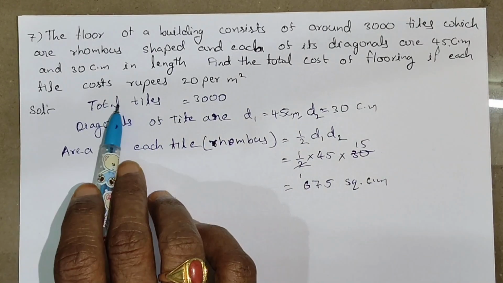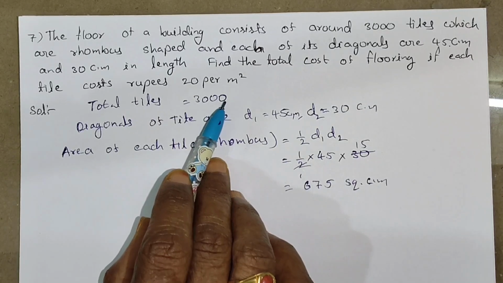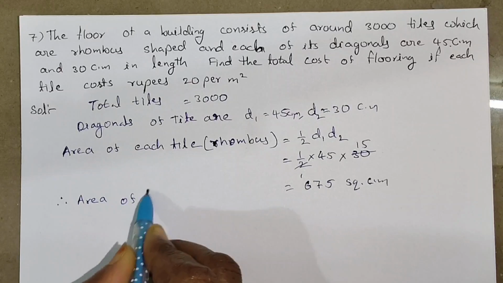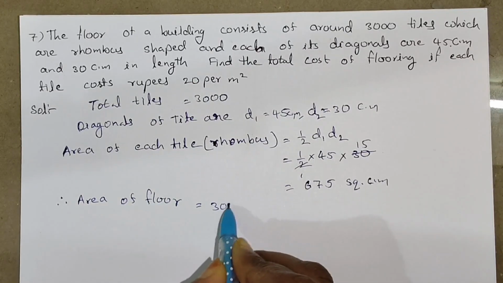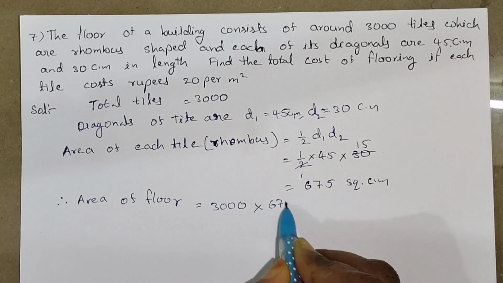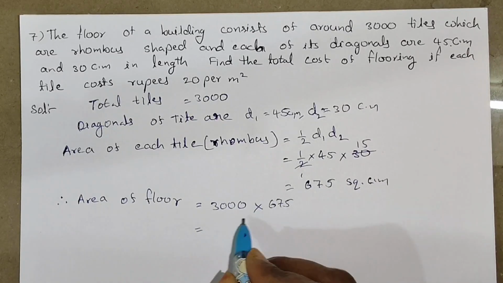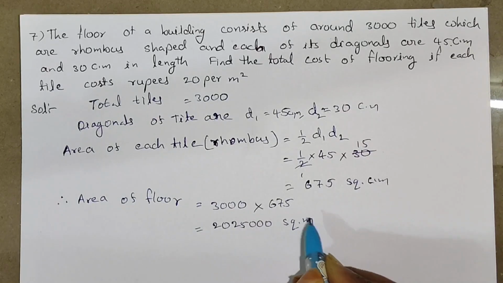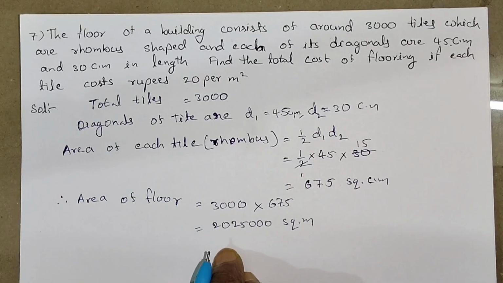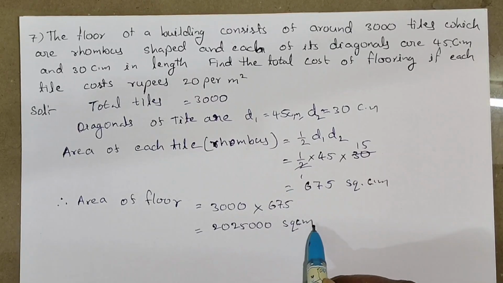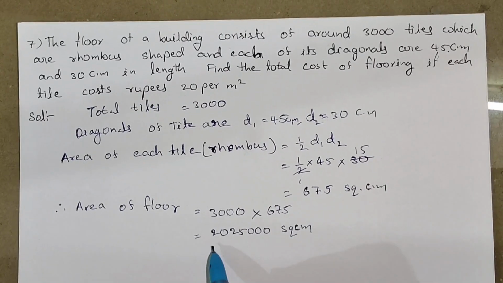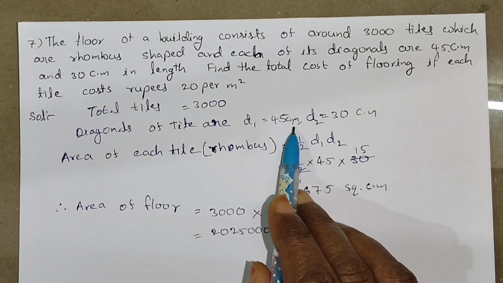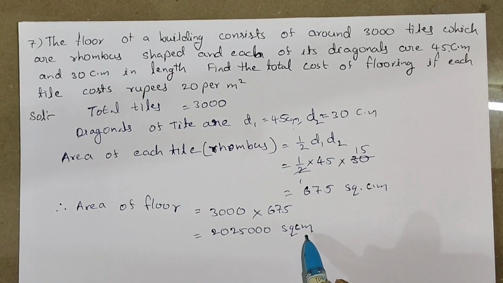Now here total 3000 tiles are there. So we find the area of a floor. Area of a floor equal to total tiles into each tile area. Multiply these two numbers, we get 202500 square centimeters, because the diagonals are given in centimeters. So this unit is centimeters.